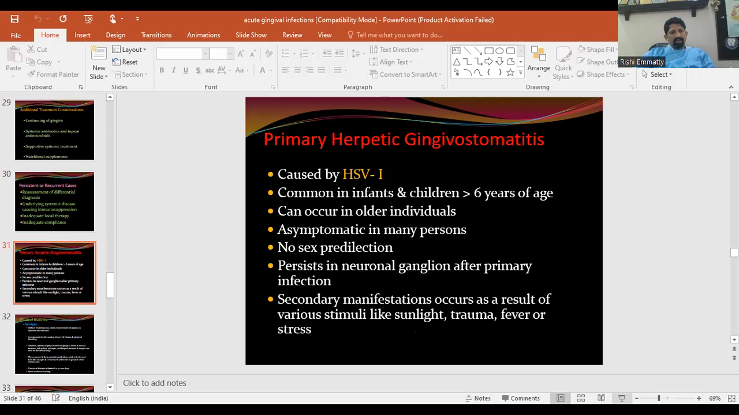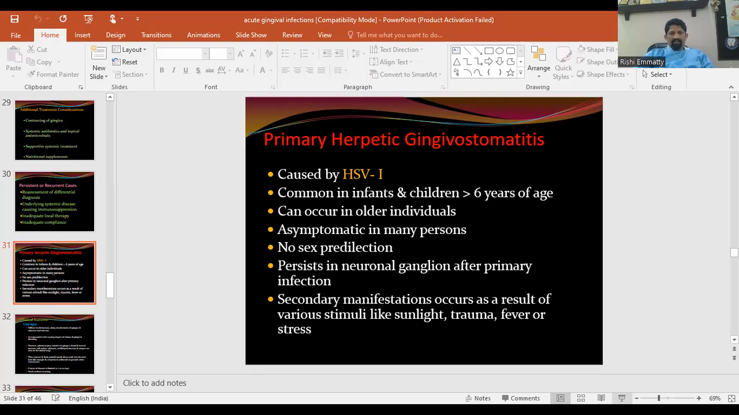Second is primary herpetic gingivostomatitis. Mainly, you know that it's a viral infection. So it's caused by herpes simplex virus 1, and it is commonly seen in infants and children more than 6 years of age. And it can occur in older individuals also, but mainly in children it is seen.